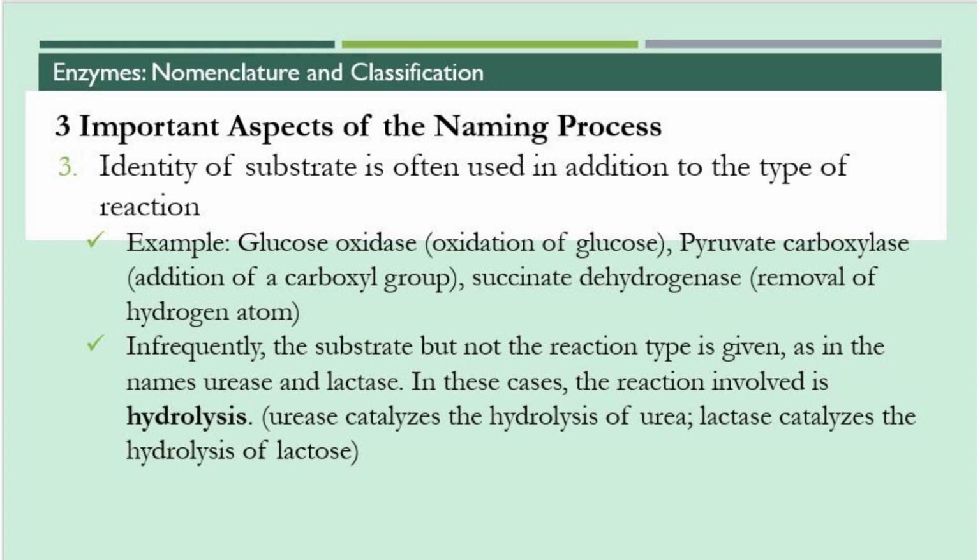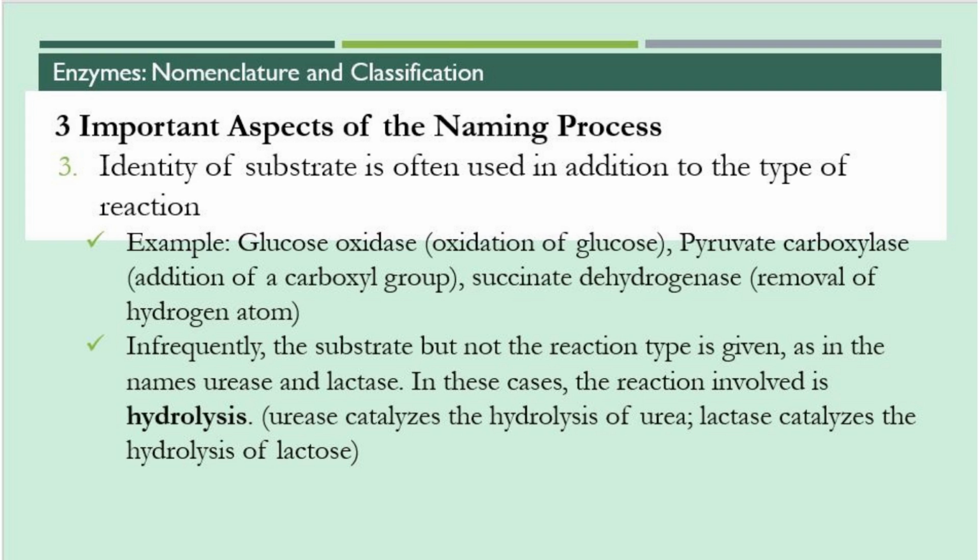Okay, more on the third point, wherein the identity of the substrate is often used in addition to the type of reaction. We have here glucose oxidase, the oxidation of glucose. Pyruvate carboxylase, the addition of a carboxyl group, and succinate dehydrogenase, dehydrogenase, meaning it involves the removal of a hydrogen atom.